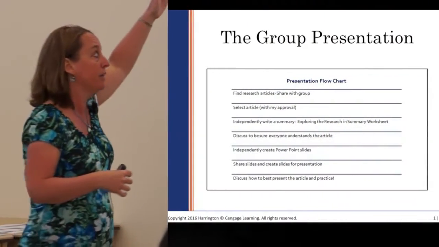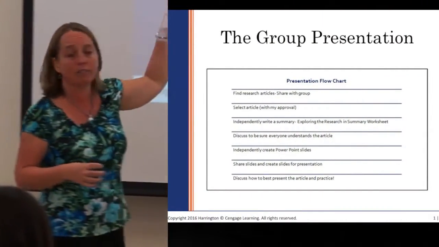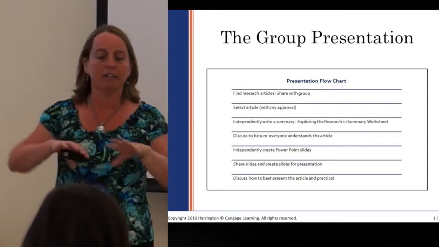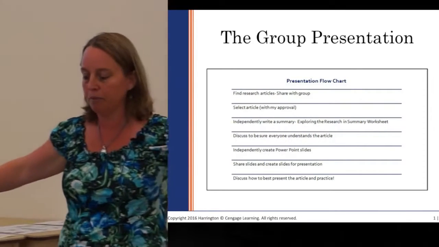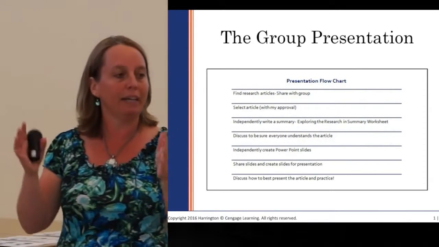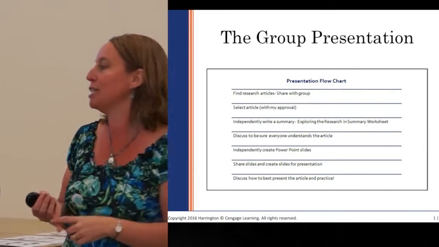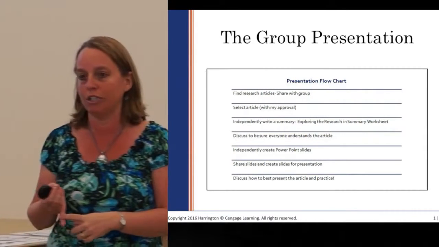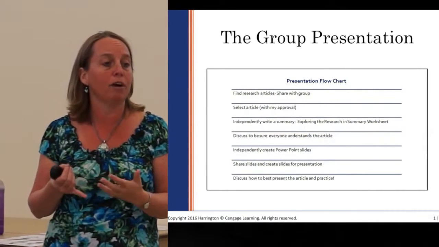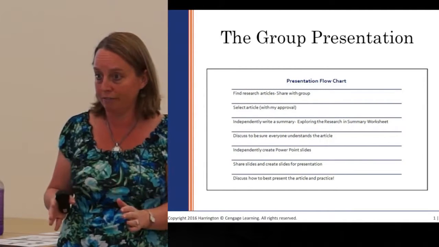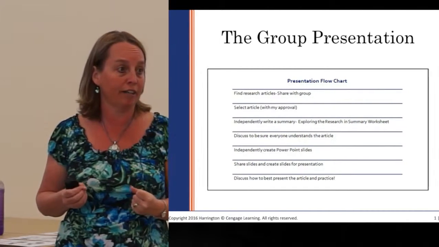Then once you're done with the article selection, now it's time for you to work independently again. So now you pretend you don't have a group, and you go home, and you independently summarize it using those exploring the research worksheets, and you summarize the article by yourself. And I collect that and I grade that independently. So again, we're making sure everyone's individually contributing to this project.